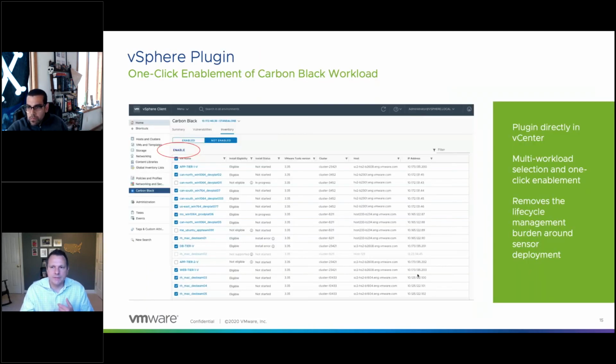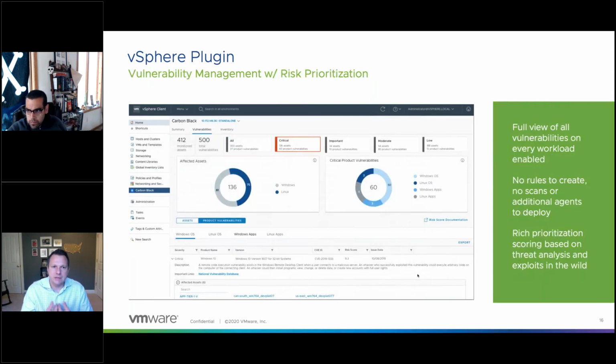So we're going to show this live, so I'm not going to dive into this too much. Just to orient you around what you're going to see live: you're going to see the vCenter plugin, which again provides you this ability to do a one-click enablement for any virtual machine inside your inventory. You're also going to see this reporting on vulnerabilities directly inside of vCenter. And again, the scoring at the top is the critical piece to remember here. There's no scans that you have to run. There's no additional sensors you have to deploy. This is all built right into the core capability of Carbon Black Workload.